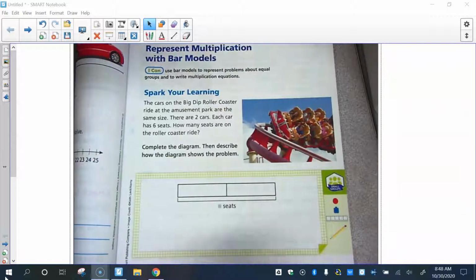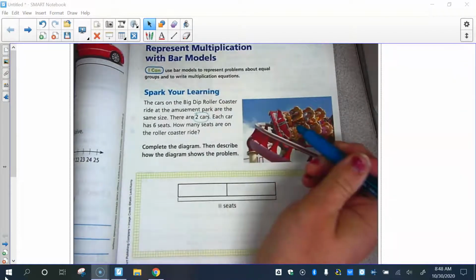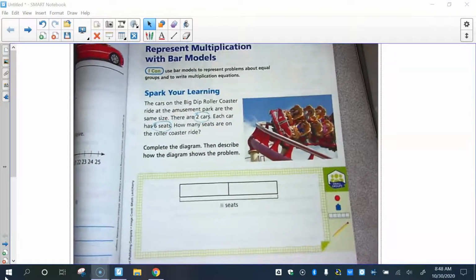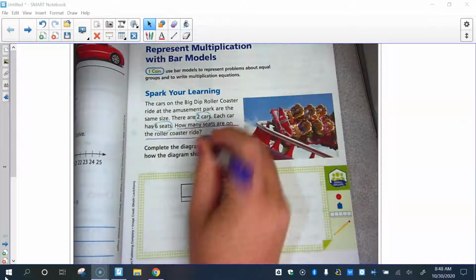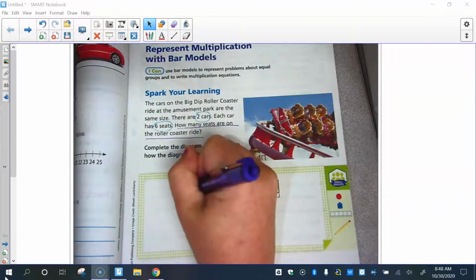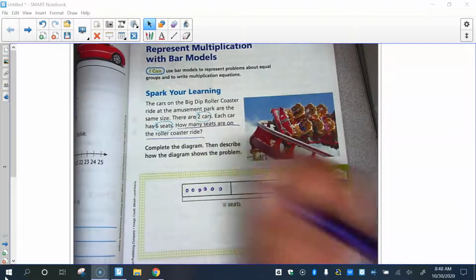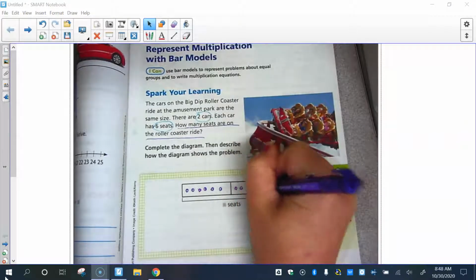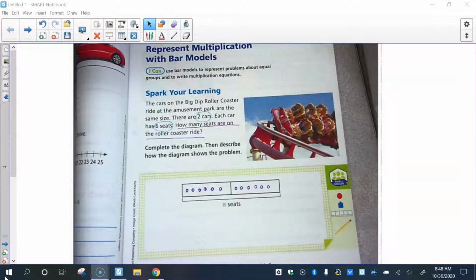So they've already showed you the seats. We have 2 cars, and each car has 6 seats. So remember, you always circle those important numbers and underline the question for what you're trying to figure out. So we already have the 2 cars, so we need to show that each car has 6 seats. So I'm just going to 1, 2, 3, 4, 5, 6. 1, 2, 3, 4, 5, 6. Great job. So that's how you would do the bar diagram.